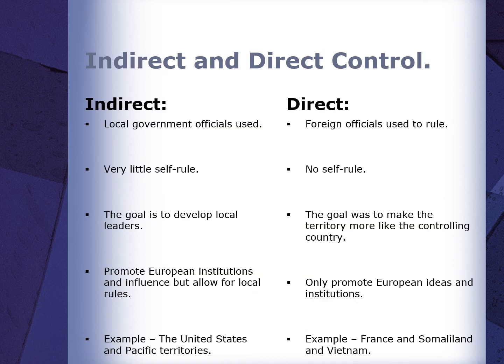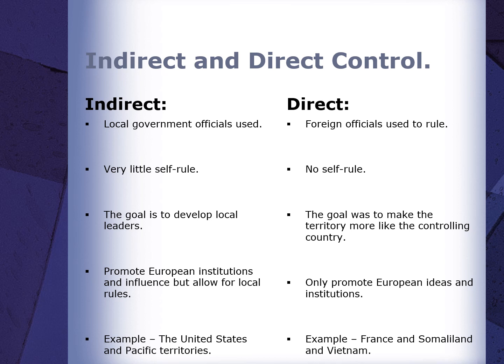All right, so let's take a look at indirect and direct control. These are two different ways that European countries or other countries could control other areas around the world. So let's look at indirect first. So in indirect control, local government officials are used. So let's just say, for example, Great Britain has control of a territory. What they would do is they would allow the local government officials to remain in power and to make decisions, okay?